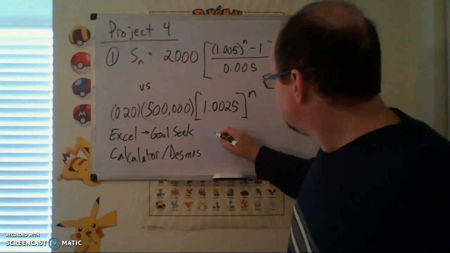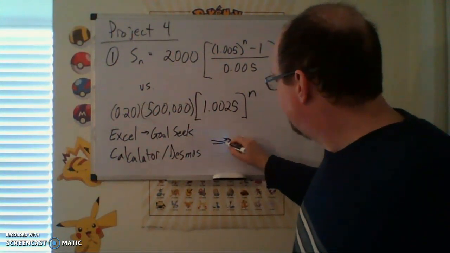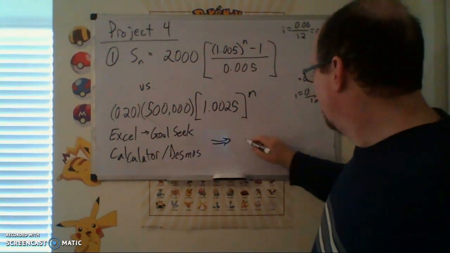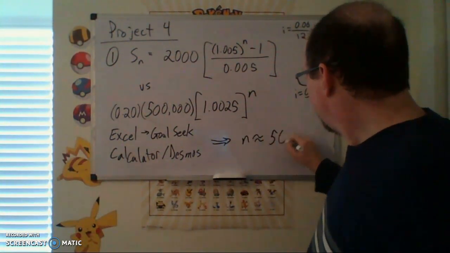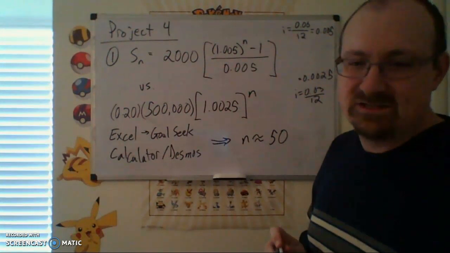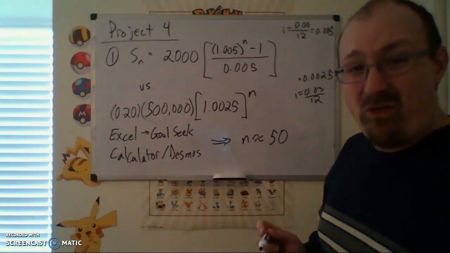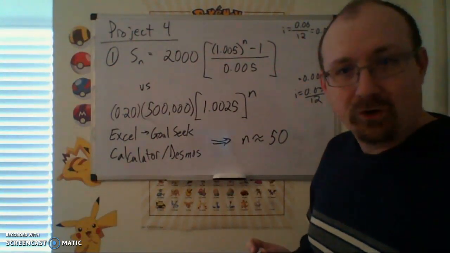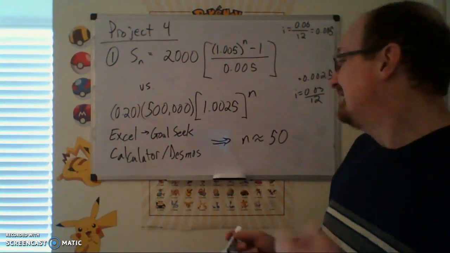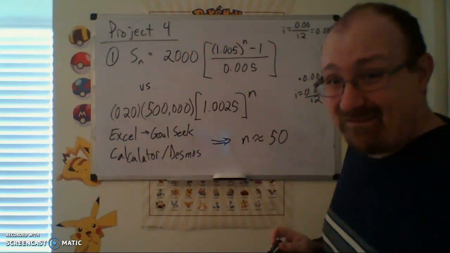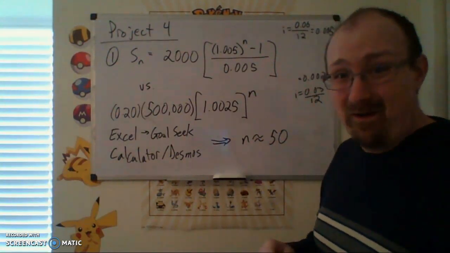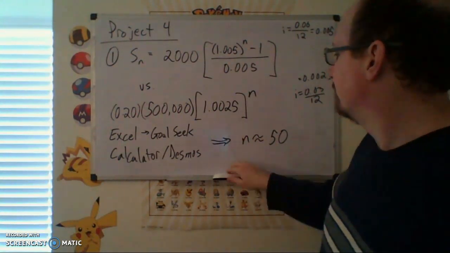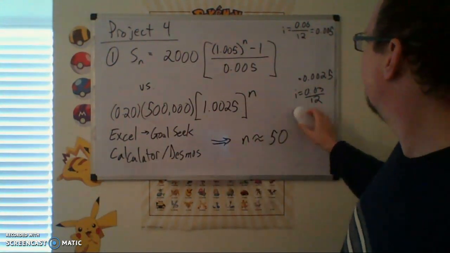In any case, one of these methods, when it's all said and done, is going to end up giving you an n value that's approximately 50 payments. So it's going to take them a little more than 4 years in order to work out what they're going to end up needing. Okay, so that's actually problem one. Identifying that value of n and how long it's going to take them to save up is the entirety of problem one. Cool. Okay, so we got that taken care of.